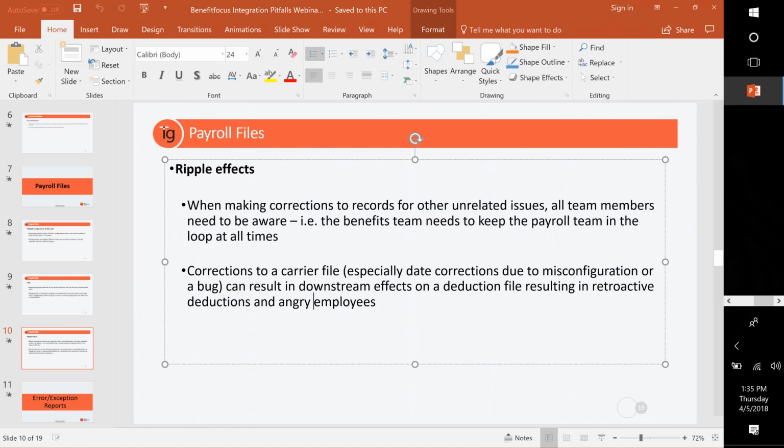So again, coordinating between your benefits team and your payroll team is a key strategy session if you want to keep things working in harmony, and it's something that you should adopt from the beginning.